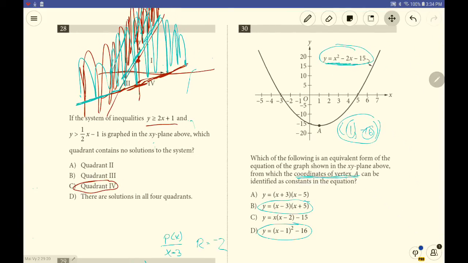Number 30 is just asking you which form of this equation shows you the coordinates of the vertex. And of course, that's vertex form. If you find out the vertex of that parabola, it's 1, negative 16. And of course, that shows up in D. This form is probably also accurate, is factored form or x-intercept form. It shows you as constants the two x-intercepts, negative 3 and positive 5. So this is not what they're looking for, but they're looking for the vertex form.